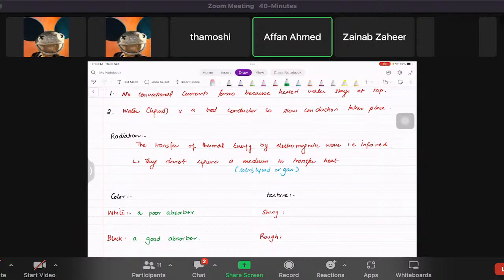The reason is, yes, that is a very good thing you said. A white color is not only a poor absorber, but it is a poor emitter as well. Now what I'm saying is that a bear, I don't know how to draw a bear, so please ignore my drawing. A white bear means that his body is warmer than the outside. Outside is colder, right? So if the outer layer is made of white fur, the heat from his body won't escape outside. Do you guys understand?